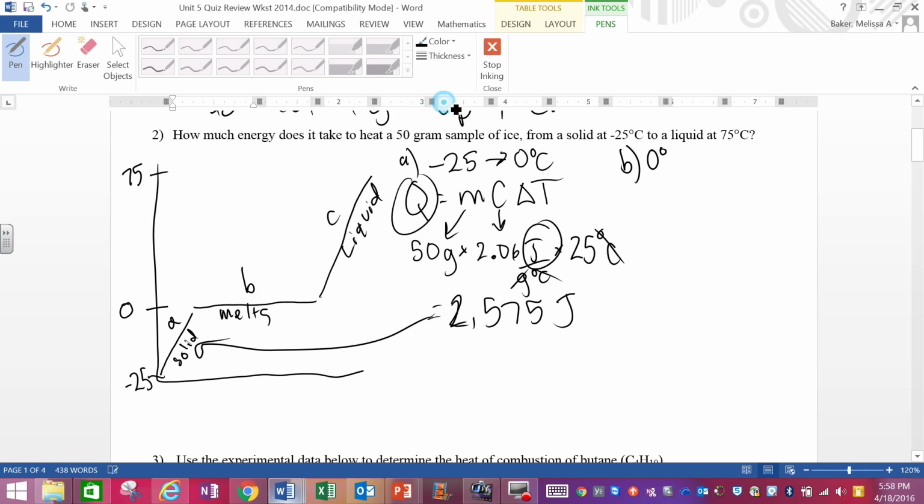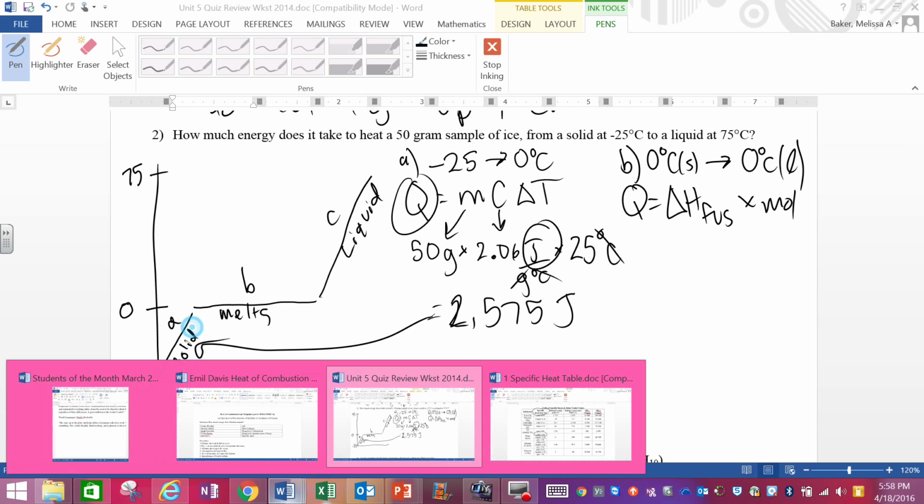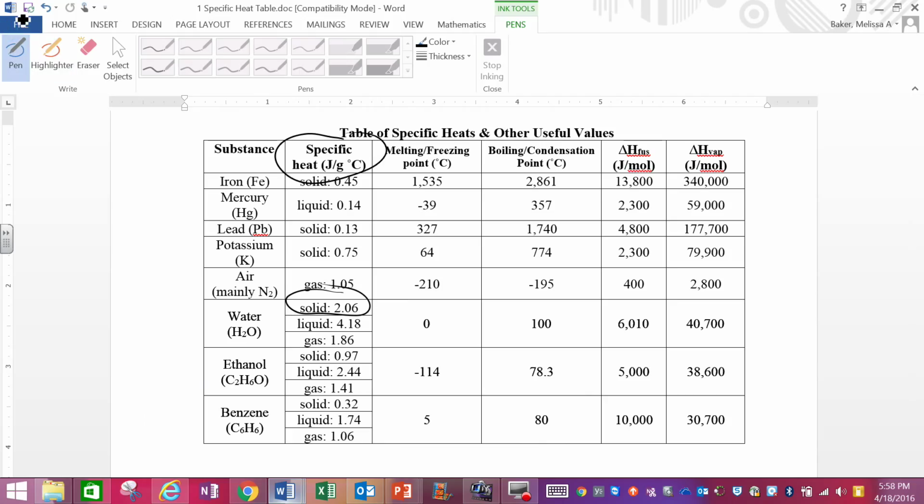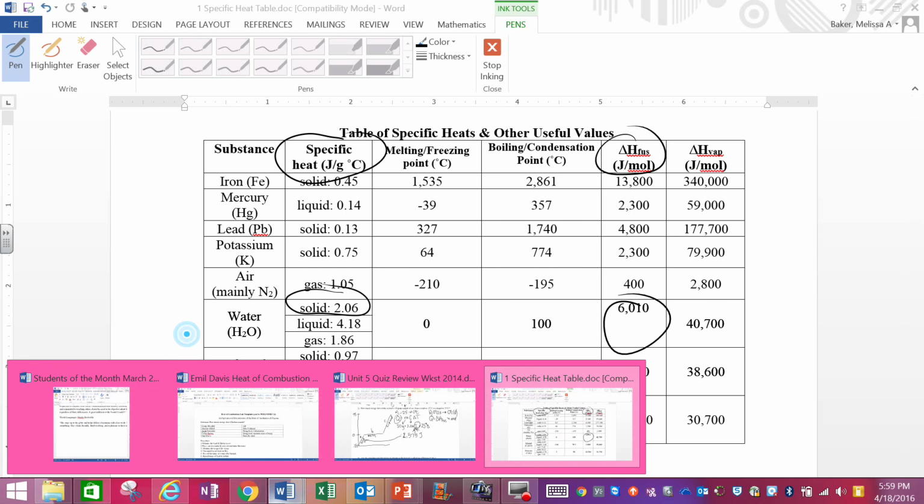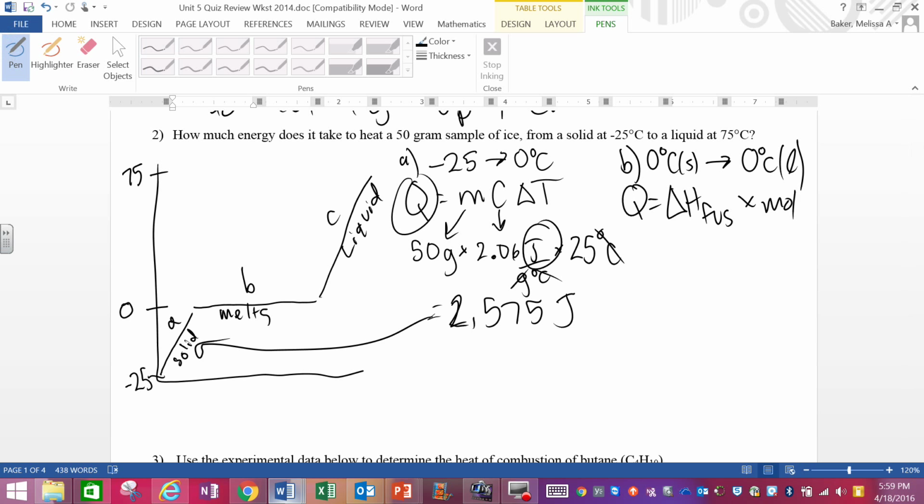We're going from 0 degrees Celsius solid up to 0 degrees Celsius liquid. We're not changing temperature, so we can't use the same formula. We need to use the melting formula, which is the heat of fusion times how many moles you're trying to melt. Again, the heat of fusion is just a constant that's given to you for each of the substances, and for water it's 6,010. So that means it takes 6,010 joules to melt 1 mole of water. So I'm going to put in 6,010 joules per mole.